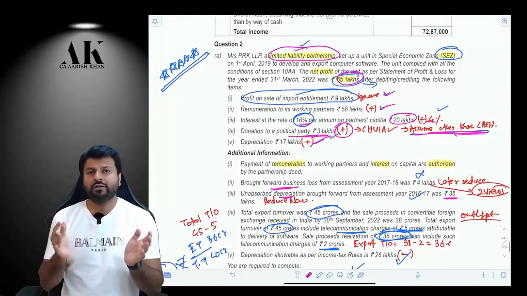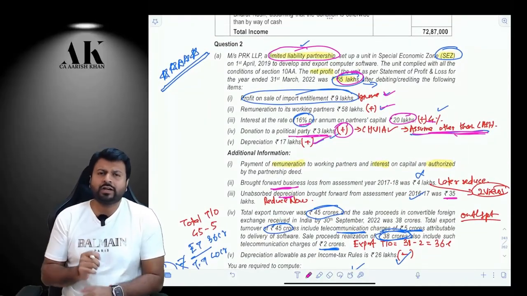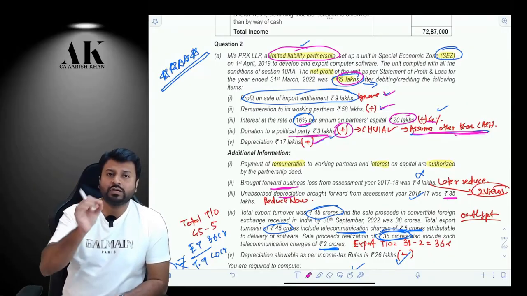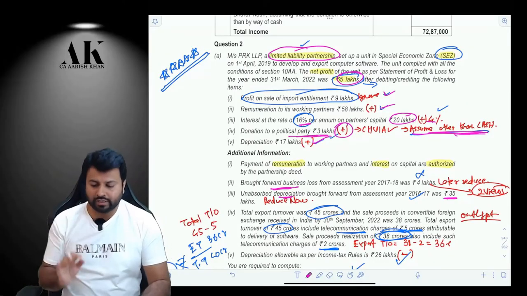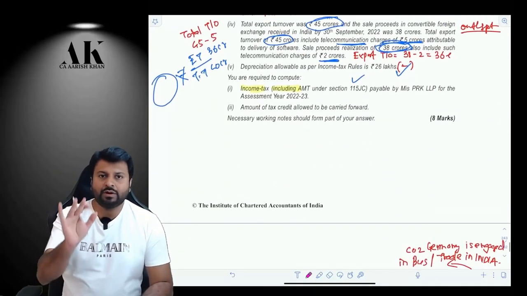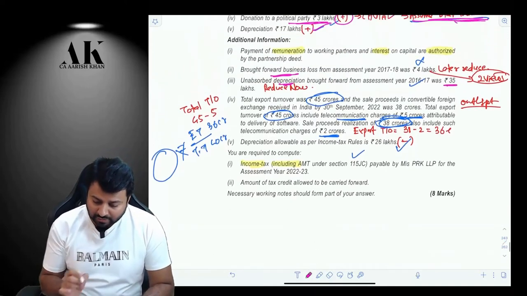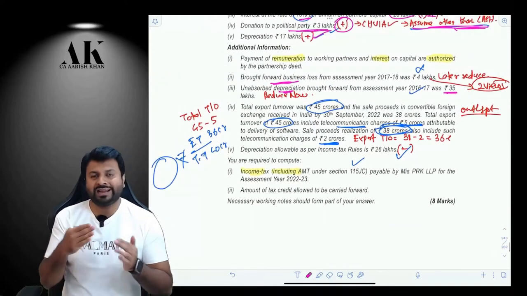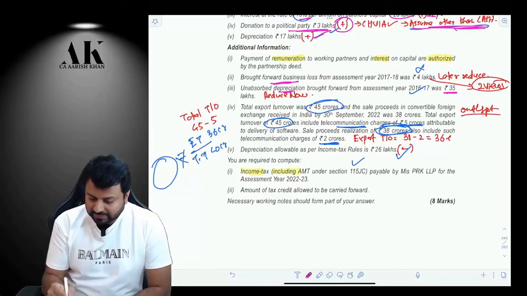So, how much deduction is allowed under 10AA? It is the profit from export multiplied by export turnover divided by total turnover. First of all, let me speak about the export turnover. How to compute the export turnover? Export turnover will only include that turnover which is brought to India. So, how much is brought to India?